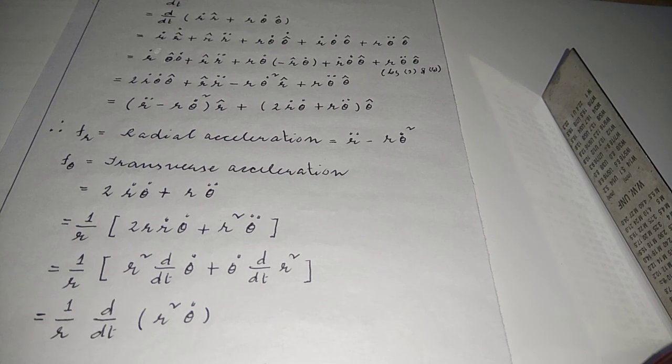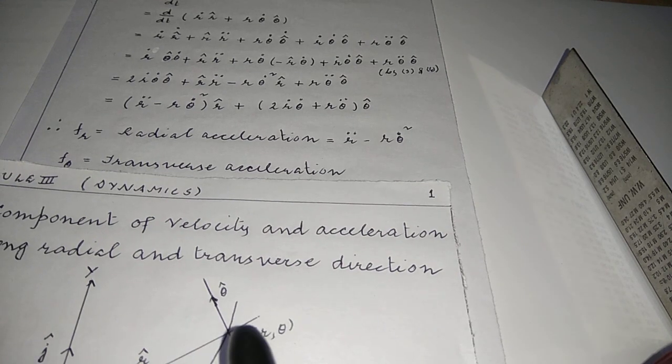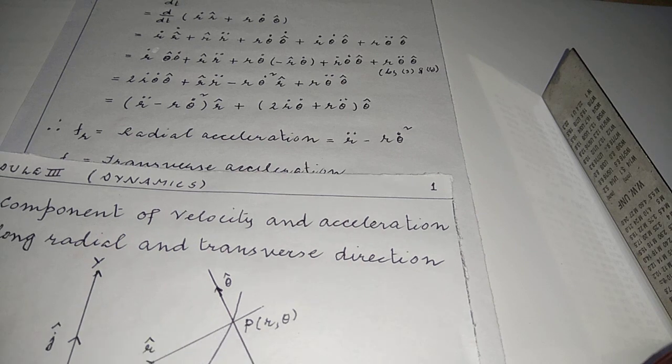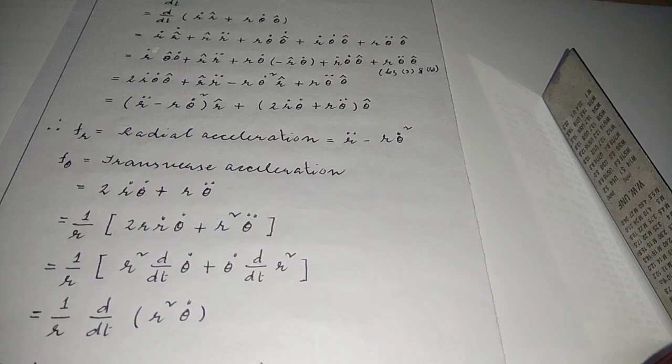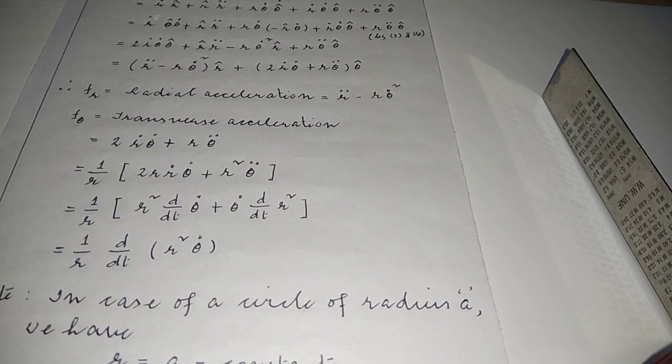Now if you see the figure, at the point P, if we consider a small arc length, it may be a circle also. So in that case the r will be constant. That means in case of a circle, radius is constant. Then what results will you get in that case?